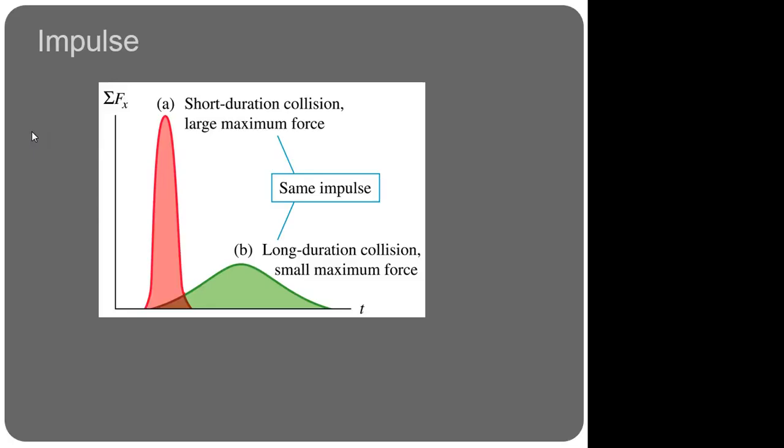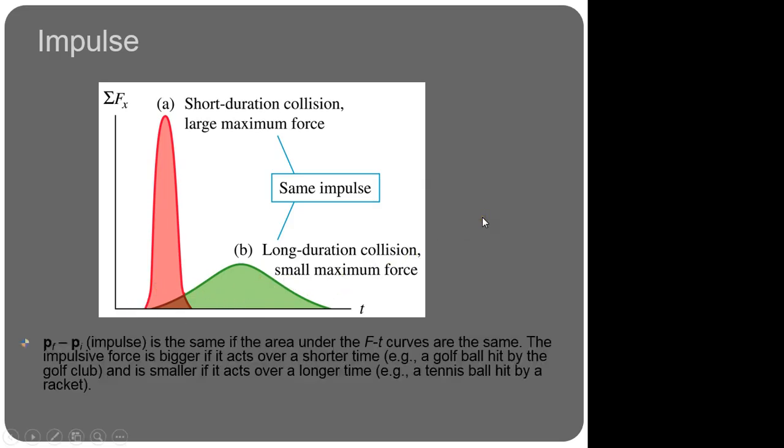So A is a short duration of time but large force. That would be the case of a metal ball on the ground. B would be a soft rubber ball on a very, very soft cushion. You can extend it over a long period of time.